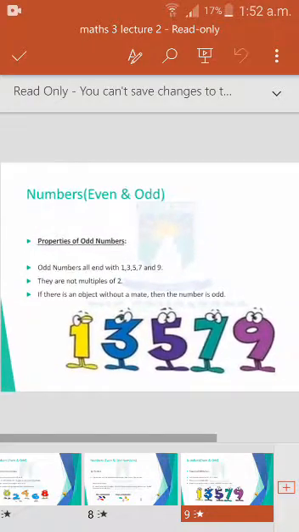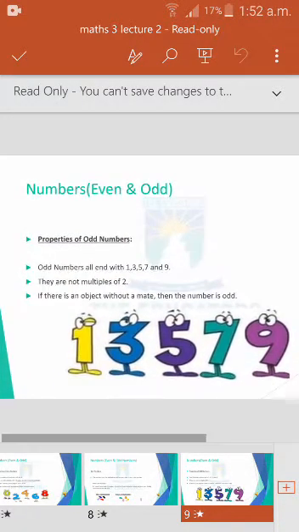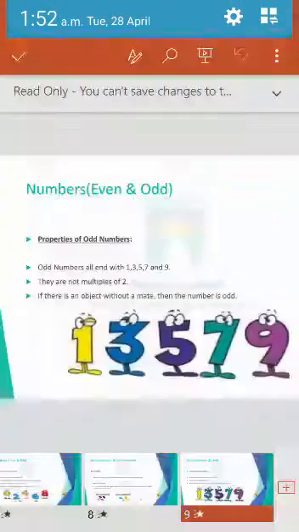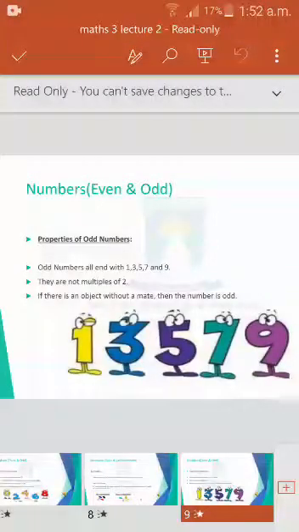First of all, odd numbers all end with 1, 3, 5, 7 and 9. Suppose we say 13, 15, 17, 27, 29. All these are odd numbers. Then it says that they are not multiples of 2. It means they don't come in the table of 2, or they are not completely divisible by 2.